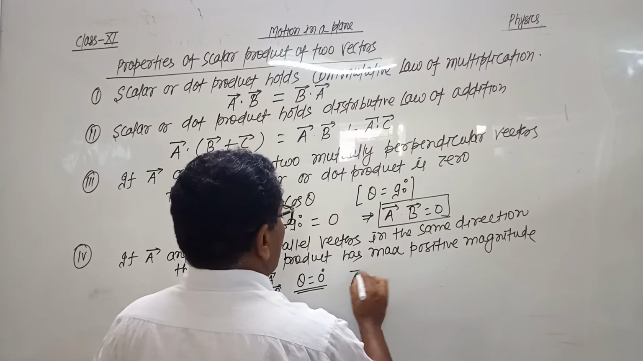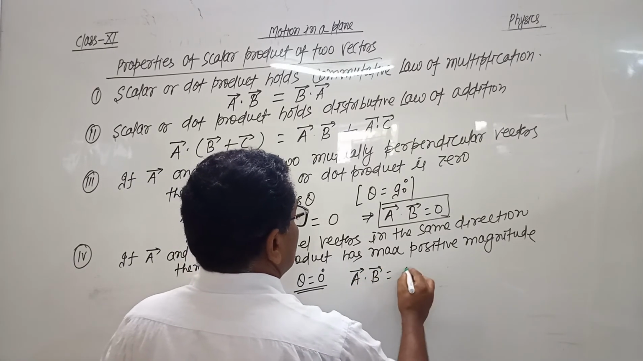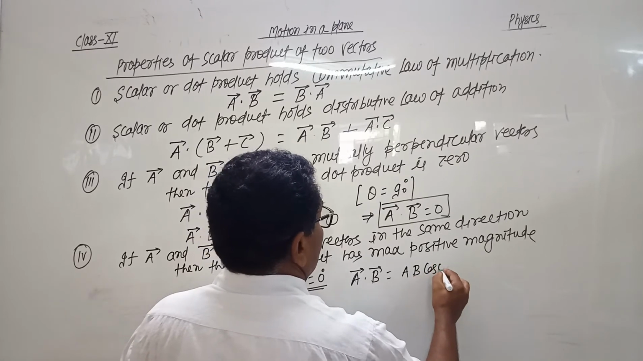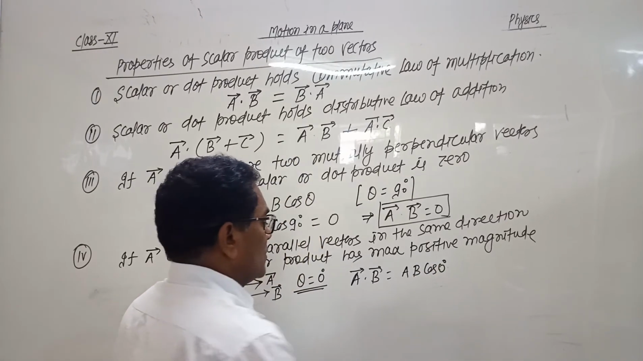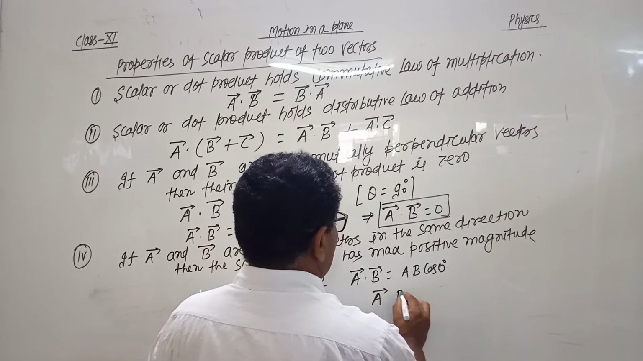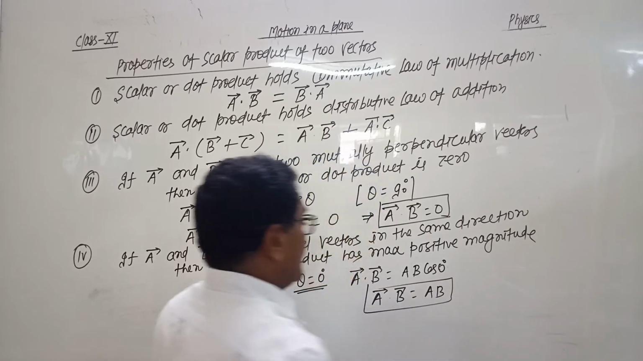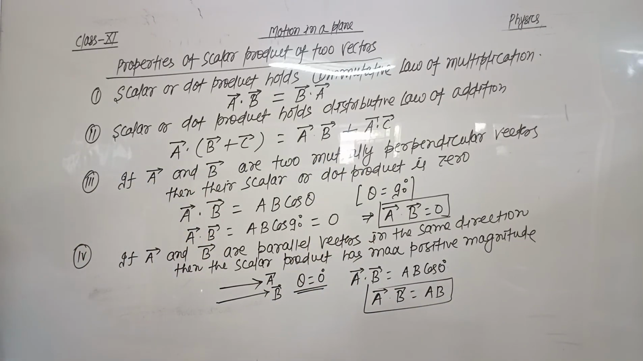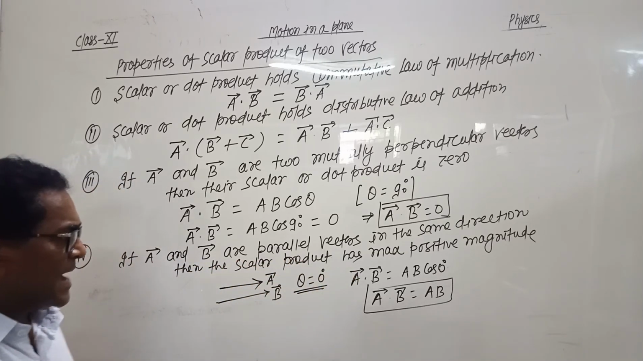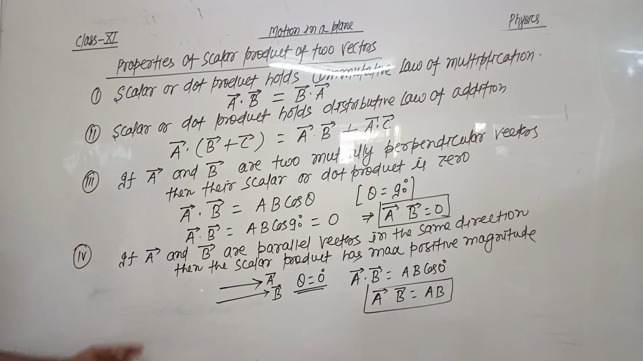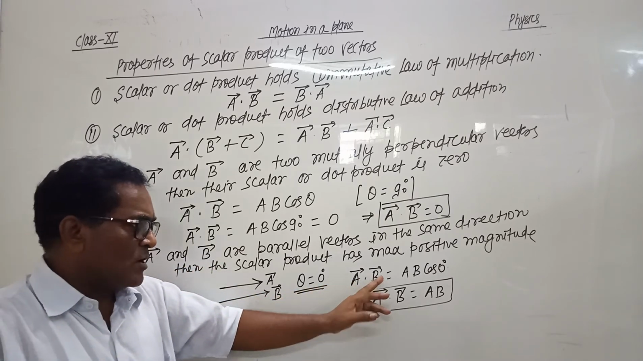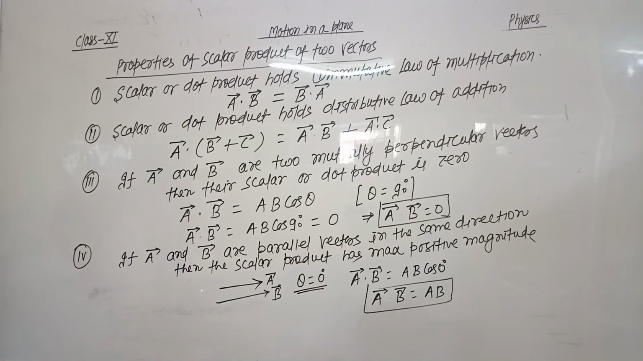So we use the same formula. A dot B equals AB cos 0 degrees, and we know the value of cos 0 degrees is 1. So A dot B equals AB. This is the maximum positive magnitude of the product. So if two vectors A and B are parallel in the same direction, then A dot B has maximum positive magnitude.